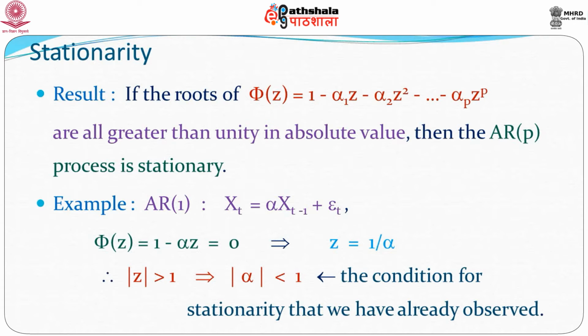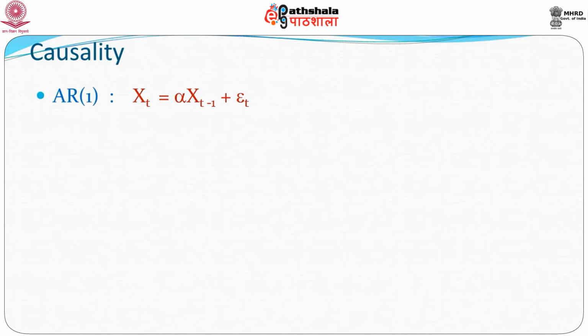We will look at a very special case of the AR(2) model later on. Now, when we have this condition that alpha is less than 1, let us look at when stationarity holds in spite of this condition not being satisfied. So, let us look at the AR(1) process.